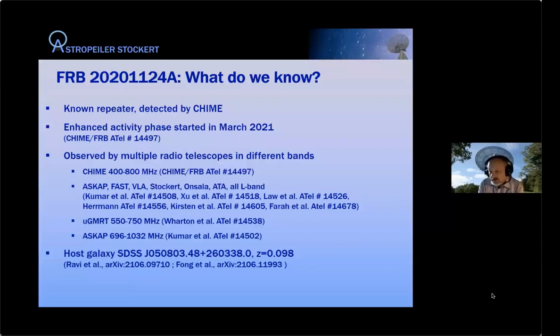It was detected by CHIME, and it is a known repeater. And the story started essentially when CHIME reported an enhanced activity in the second half of March this year, reported by an astronomer's telegram, where they reported this seemed to be in an active phase, and that triggered quite a number of observations by various telescopes who then issued astronomers' telegrams as well.